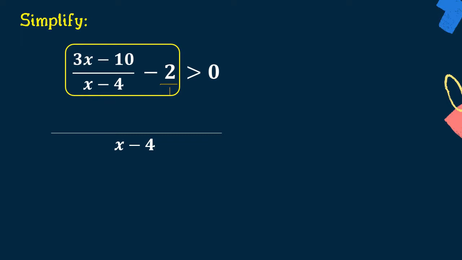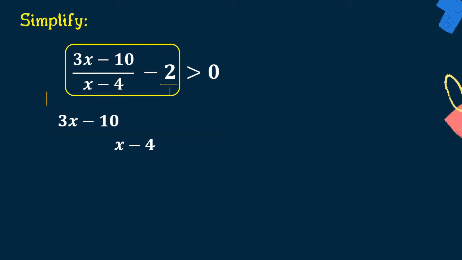After looking for the LCD, you have to evaluate. How to evaluate? Divide the LCD by the denominator of each term. So x minus 4 divided by x minus 4, the answer is 1. Next, you have to multiply. 1 times (3x minus 10) is equal to 3x minus 10. Recall that any number multiplied by 1 is the number itself.